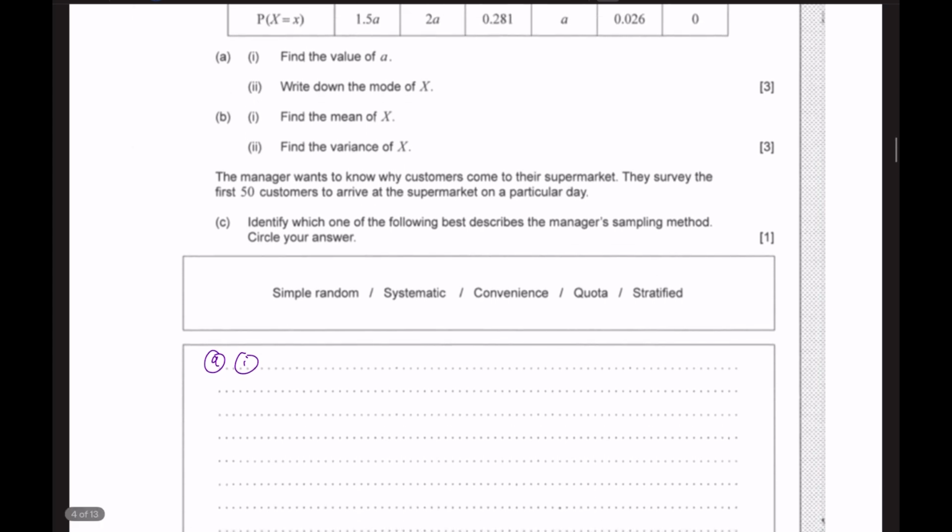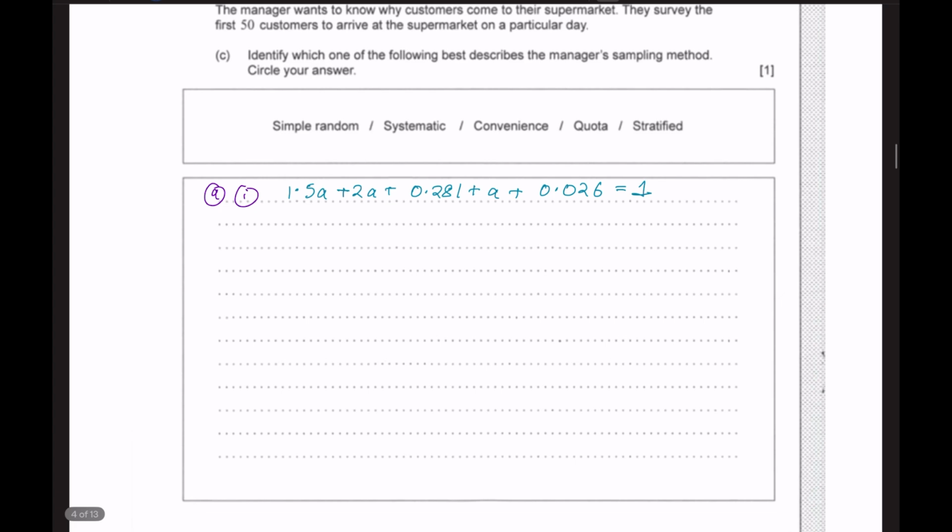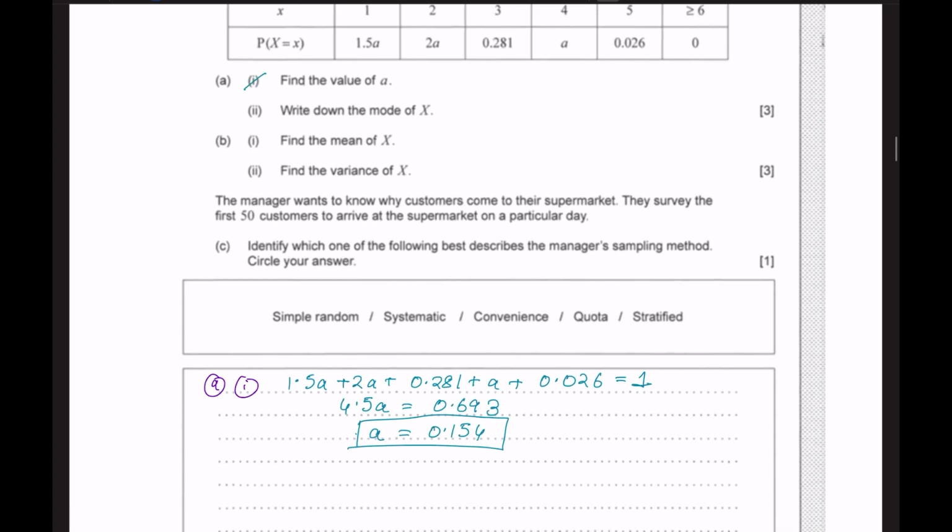So 1.5A plus 2A plus 0.281 plus A plus 0.026, the sum would be equal to 1. So 4.5A would be 0.693. So A becomes 0.154. That's the answer to the first part.